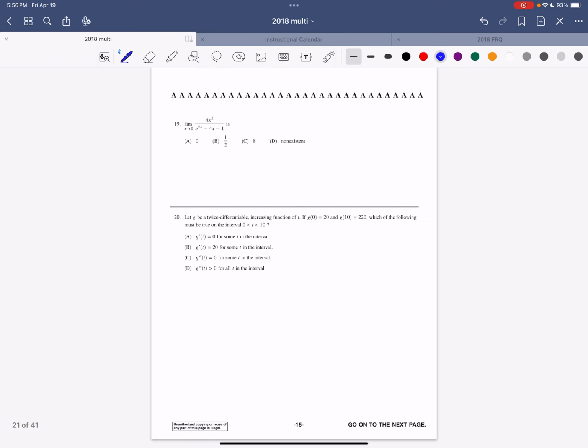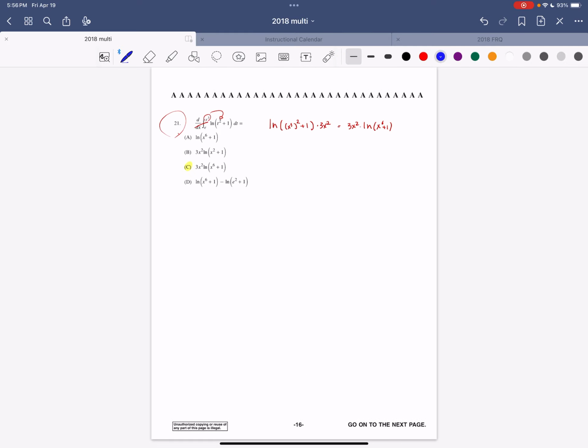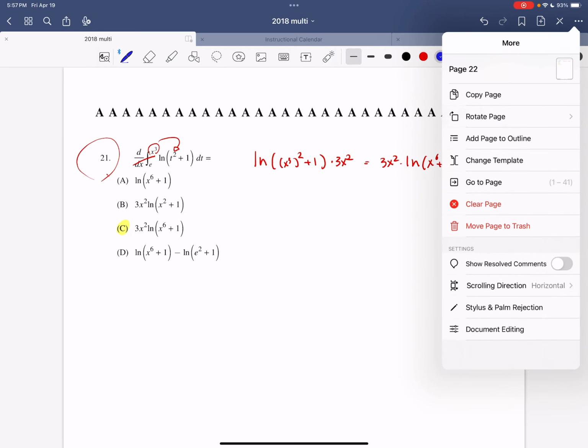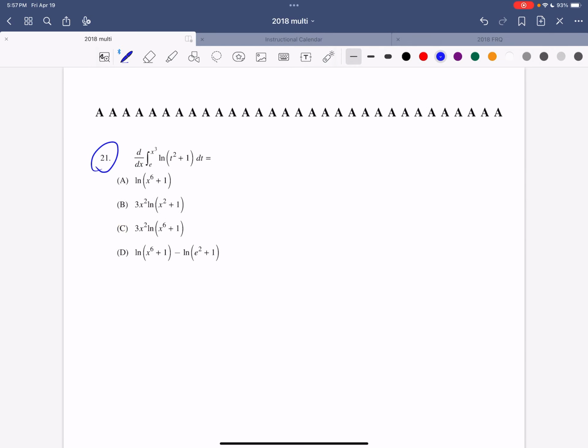So we're done with our question number 18. Yeah, let's do question number 21. This one is easy. Actually easier than I expected here.